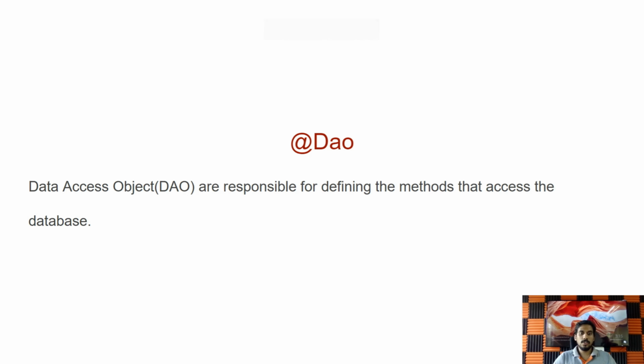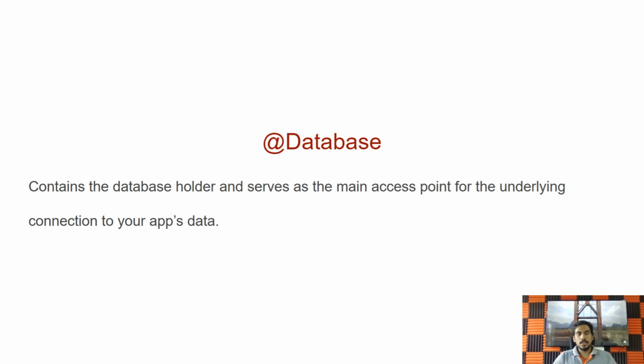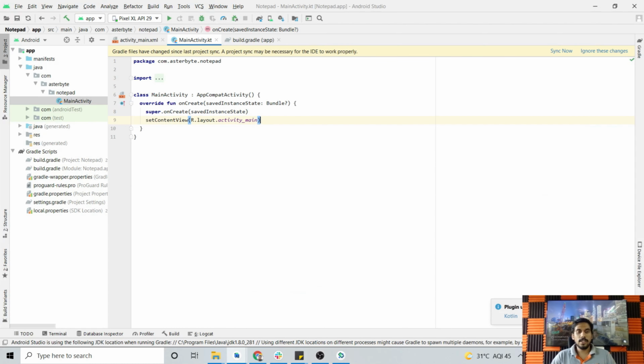Next component is the data access object. Data access objects are responsible for defining the methods that access the database. This is the place we write our queries. All the CRUD operations are written in this class. Next is the database. The database contains the database holder and serves as the main access point for the underlying connection to your application's data. Let's create a Notepad application using Room.